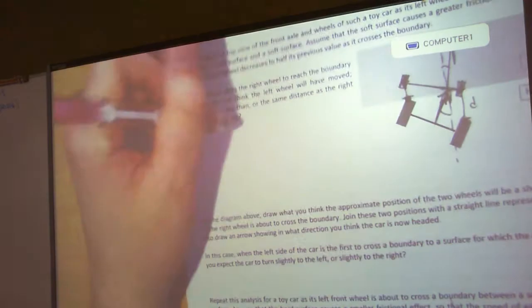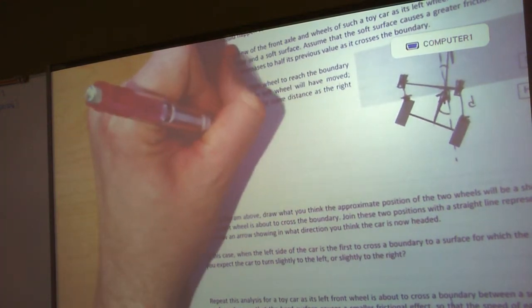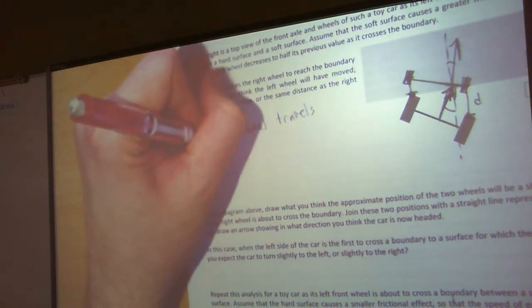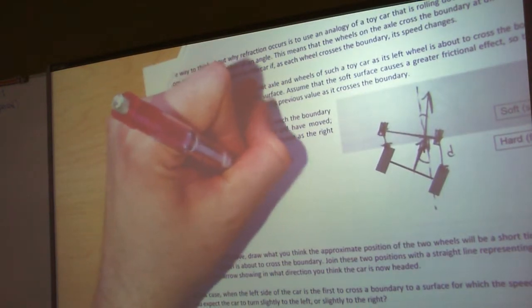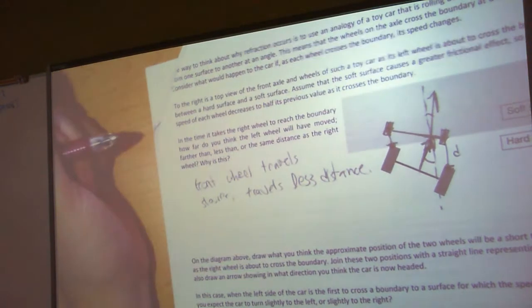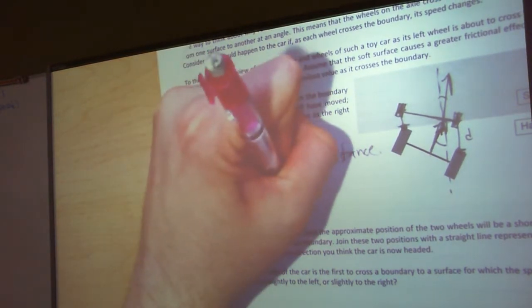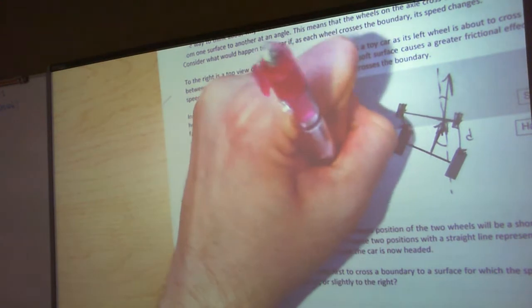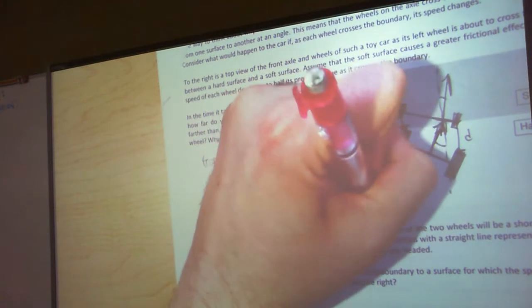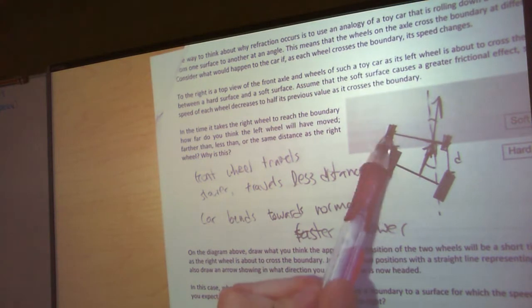So in our explanations, when it goes from hard to soft, the front wheel travels slower and travels less distance. The car bends towards normal when it goes from faster to slower. Is that just because of friction? Mm-hmm. Because of the friction on the carpet, it goes slower.